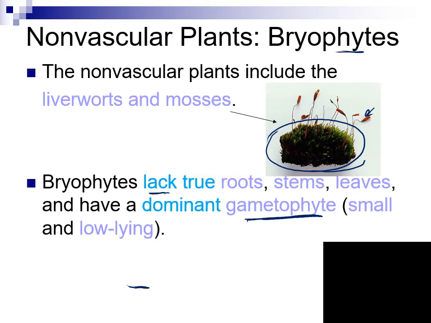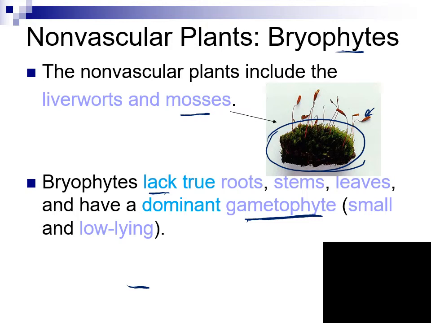So we're going to start and put in some details on each one of these groups of plants. So we're going to start with the bryophytes, which are non-vascular. I will be basically focusing on the mosses. So they do not have true roots, stems, and leaves, because that would be vascular tissue.